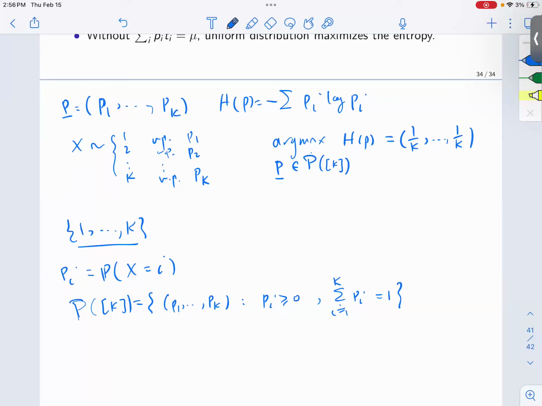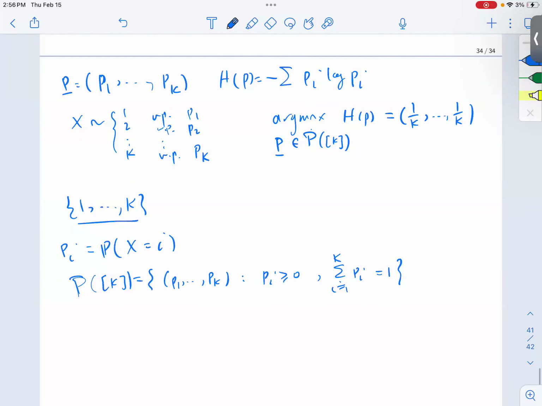So the entropy is the smallest, so it's going to be 0 basically when all the masses are on one, for example, and the rest are zero. It's going to be maximized when it's uniform. So it's maximum uncertainty. So the idea is that without any constraint, the uniform distribution is this.